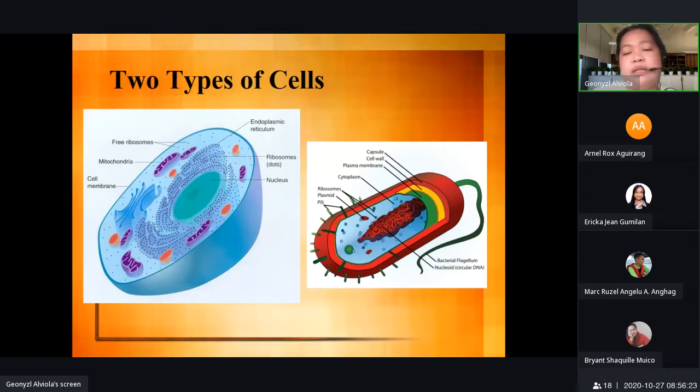it is only made up of genetic material, some ribosomes, and cytoplasm. Cytoplasm, which is the area of the cell. So there are only ribosomes. And if you're going to compare the sizes of the cells, eukaryotic cells are quite bigger compared to the prokaryotic cell.